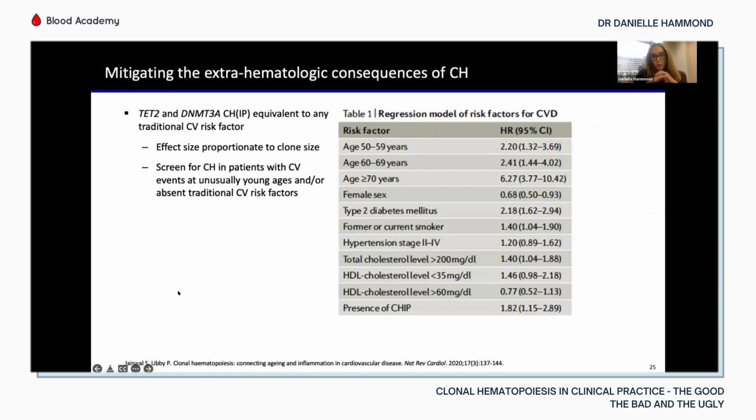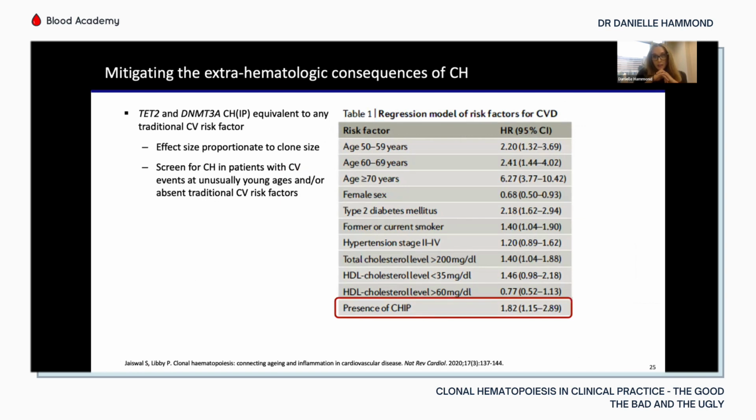And so the point of this slide is really just to emphasize that at least for TET2 and DNMT3A mutated CHIP, detecting this is equivalent to picking up on any traditional cardiovascular risk factor if you look at the hazard ratio in this multivariate analysis for adverse cardiovascular outcomes. So it's really on par with a patient that's smoking a pack a day.